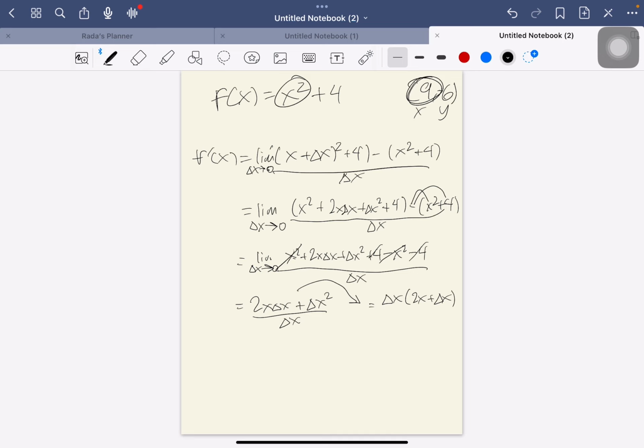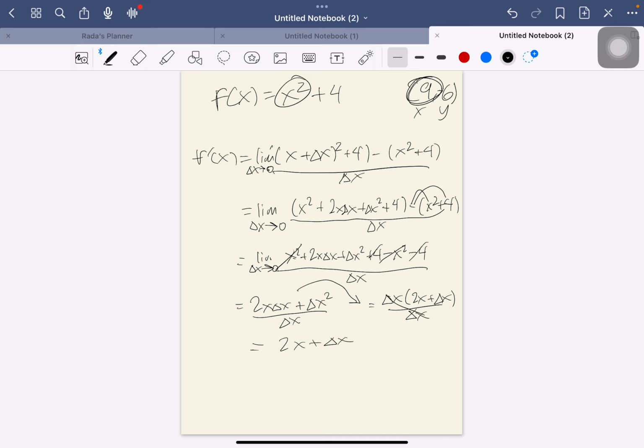So we just cancel the delta x here and get rid of the other delta x, because delta x times delta x is just delta x squared. So we just cancel the other delta x. So what is left is delta x over delta x. Cancel. So what is left is 2x plus delta x.